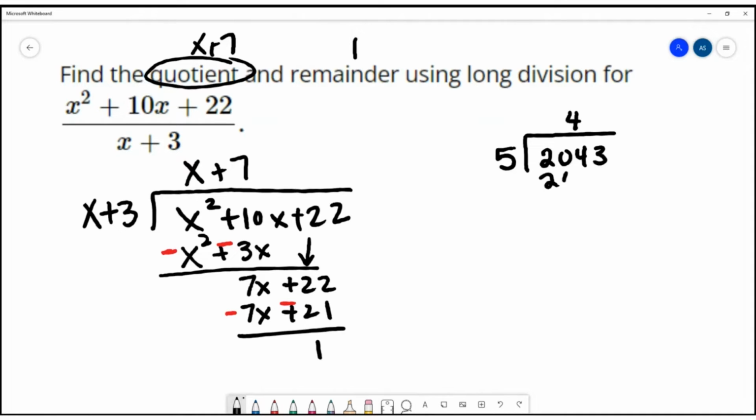4 times 5 is 20. Then you subtract. You bring down the next term. 5 into 4 doesn't go. Bring down the next term. 5 goes into 43 8 times. 8 times 5 is 40, and you subtract. So if you're forgetting little details about that overall process, go back to the long division that you learned when you were learning dividing numbers.